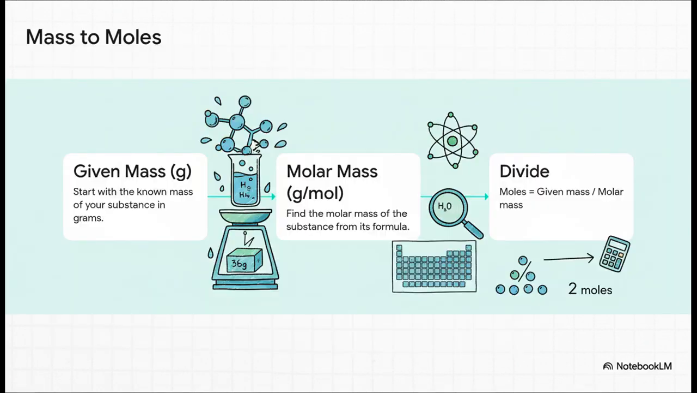So how do we actually use this? It's a super simple 3-step process. First, you take the mass you have in grams. Let's say you have 36 grams of water.